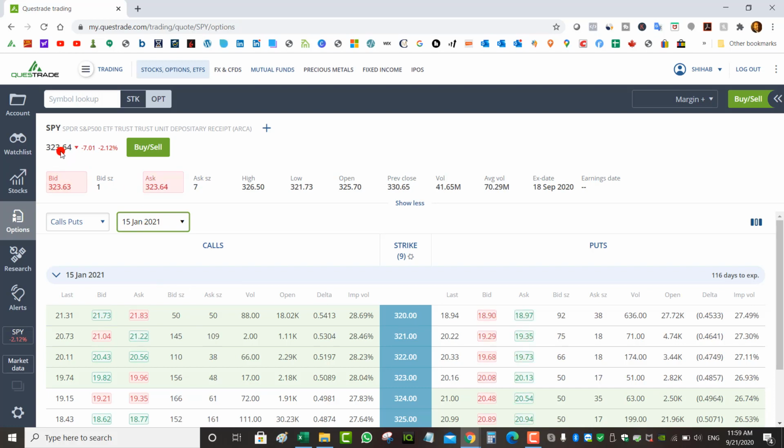Now, obviously, if the SPY drops, the value of this insurance will go up. So if I keep making car accidents and I keep making claims, my insurance premiums are going to go up. Same thing, if the stock drops, the premiums go up. If the stock goes up, the call option premiums go up. But if the stock drops, then the put option premiums go up.